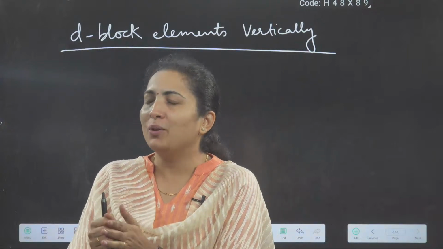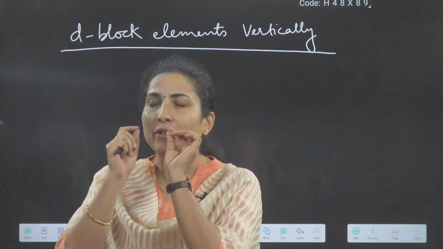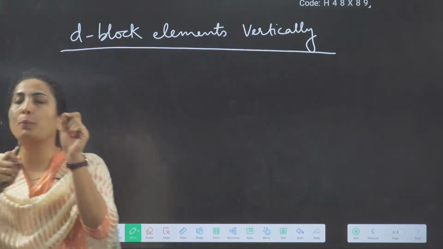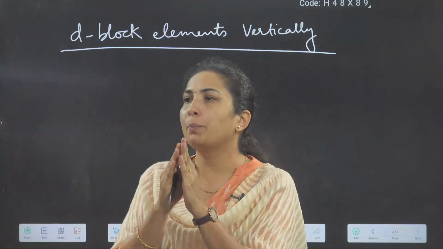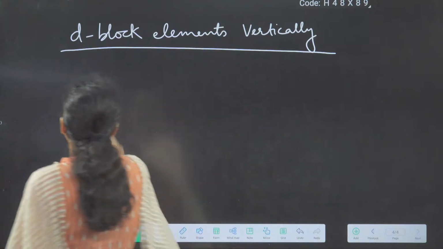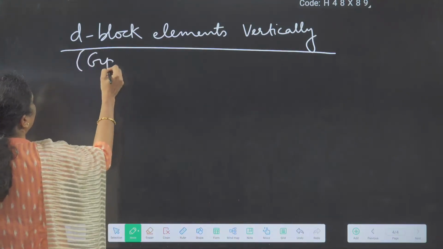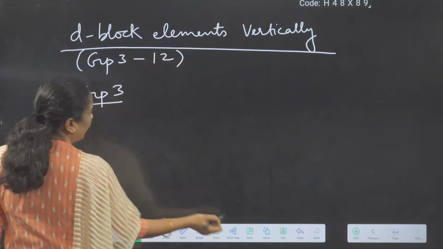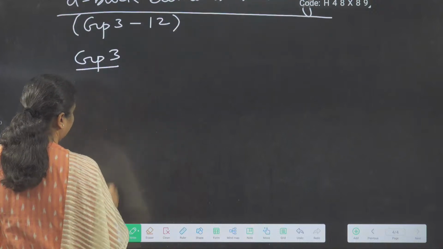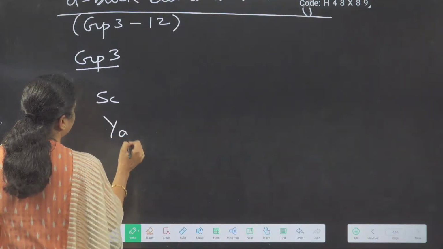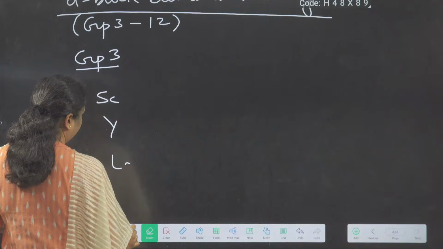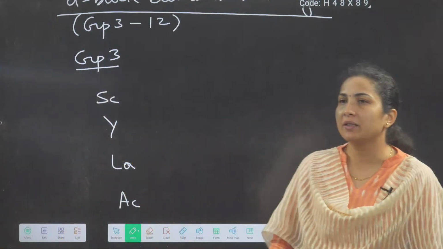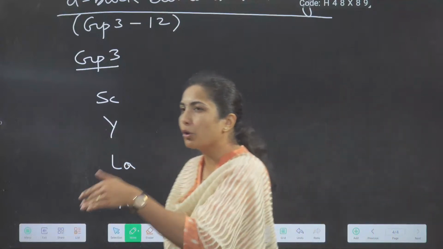Okay. Now let us go for D block elements. When I say D block elements, they are present from group 3 to 12. Group 3 to 12. Okay. So here I am writing D block elements. They are present from group 3 to group 12. And we are going to go for group 3 first here. Now tell me the names of the elements. These are present vertically down in the same group.